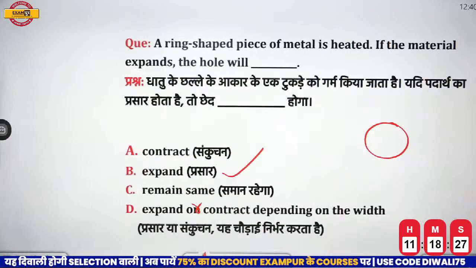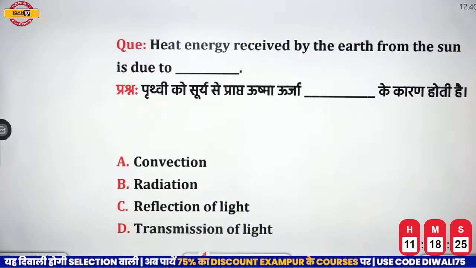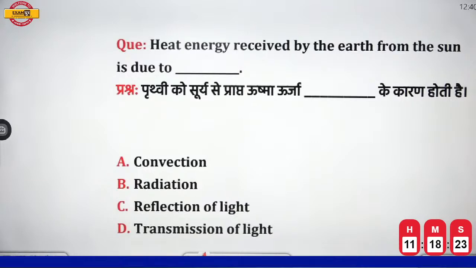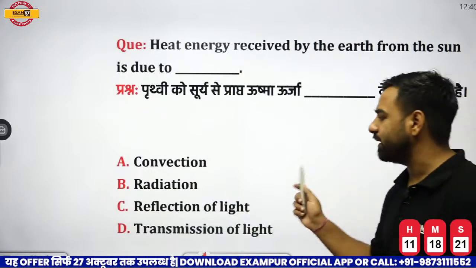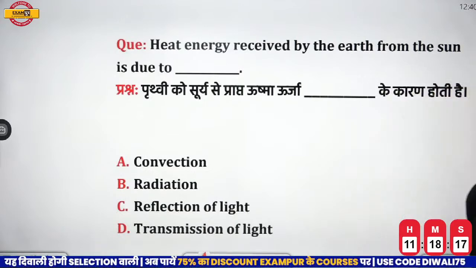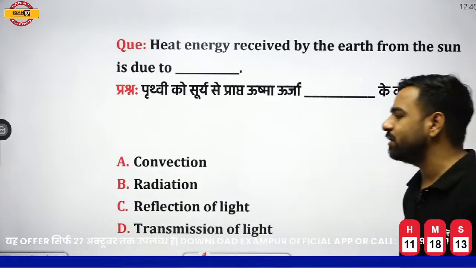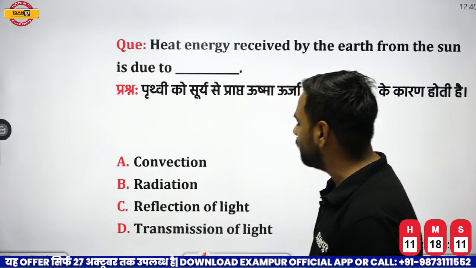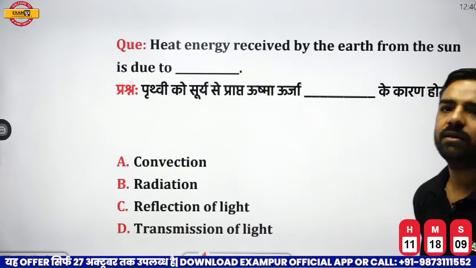Great. Next. Heat energy received by the earth from the sun is due to what? Is it due to convection, radiation, reflection of light or transmission of light? What is the correct answer here? Heat energy received by the earth from the sun is due to what? What is the correct answer?